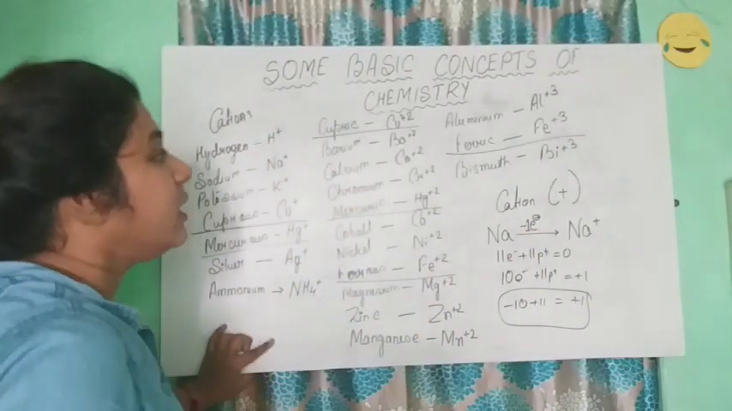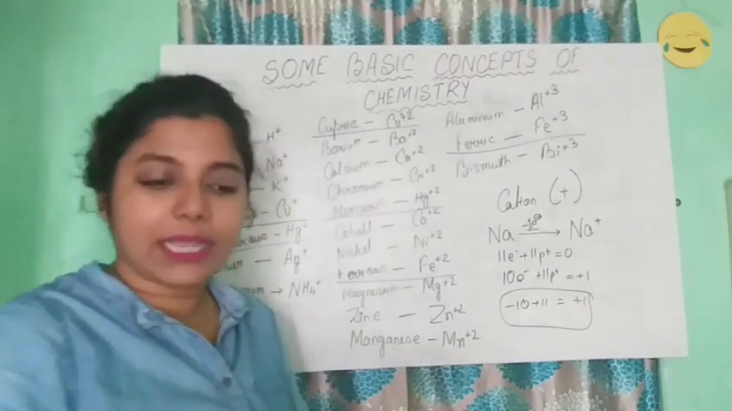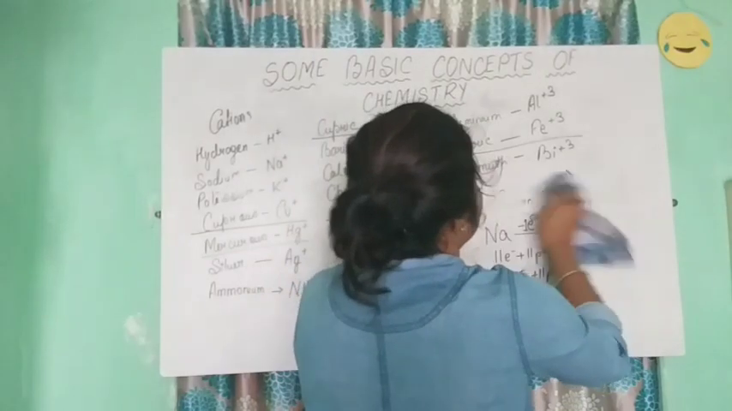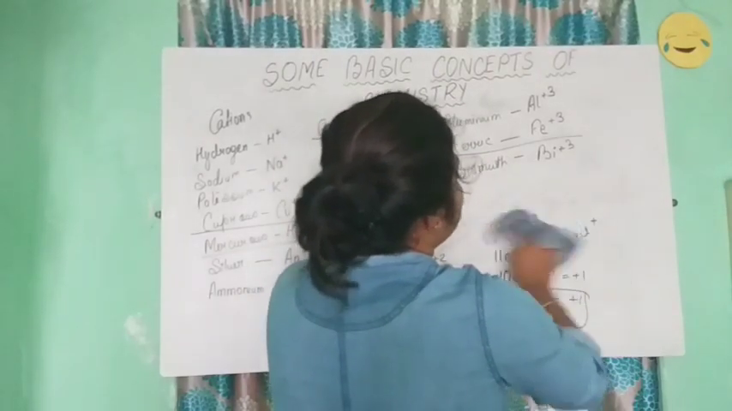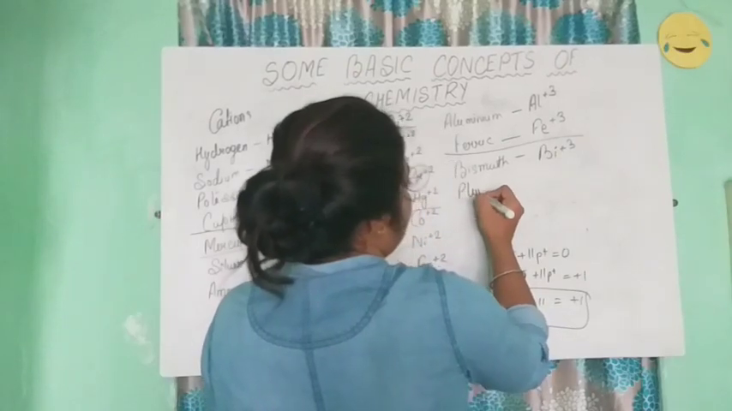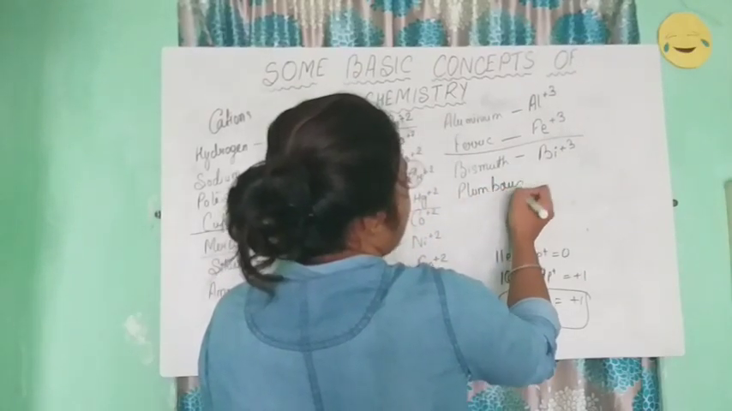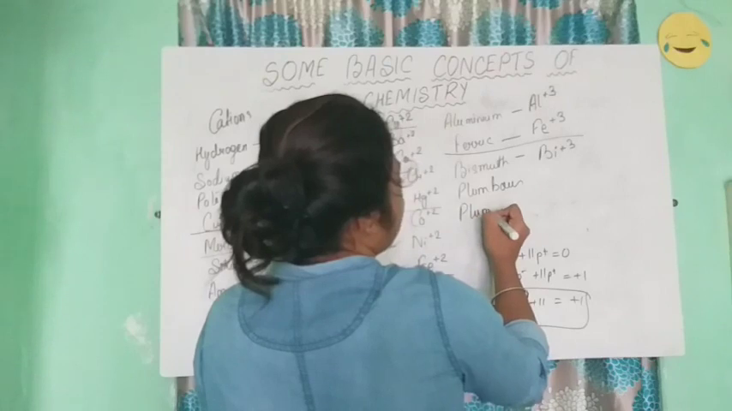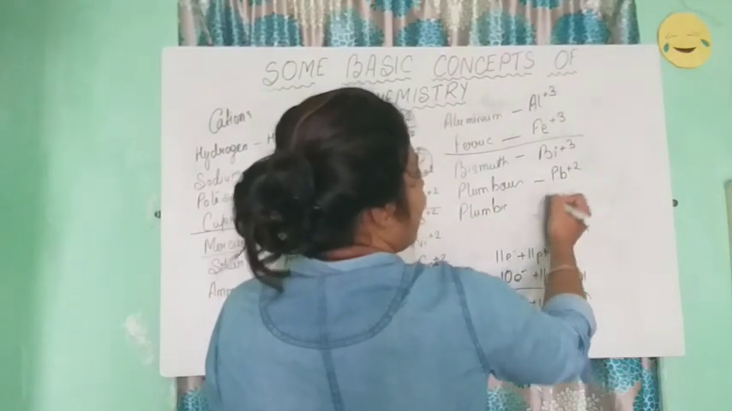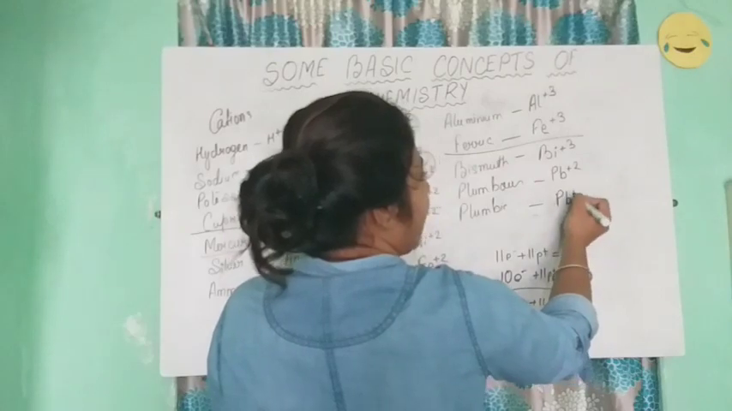You can see that. Okay, one more thing, there are 2 more cations that I would like to write, plumbous and plumbic. I didn't mention them here. We'll see 2 more cations. One is plumbous, and the other one is plumbic. Okay, plumbous is Pb+2 and plumbic is Pb+4.